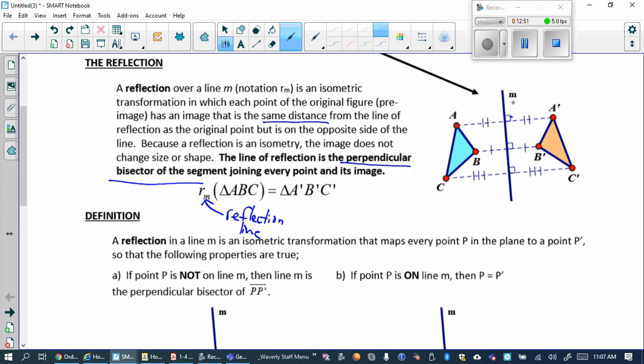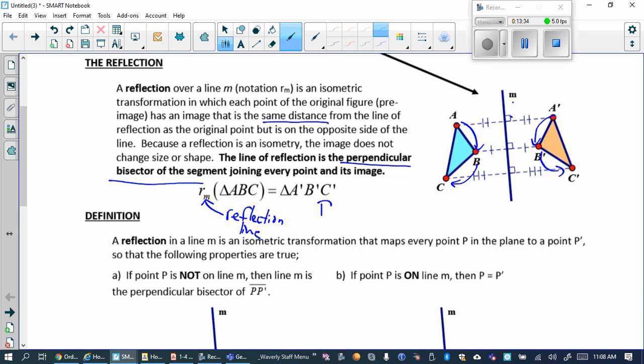Now, let's talk about orientation, because reflections are the only one that reverses orientation. Let's say I read ABC around, A to B, B to C. What direction am I going, clockwise or counterclockwise? Clockwise. But after the reflection, when I go from A prime to B prime, which way am I going? Counterclockwise. That's the orientation. Now I'm reading the lettering counterclockwise. So a reflection reverses orientation.